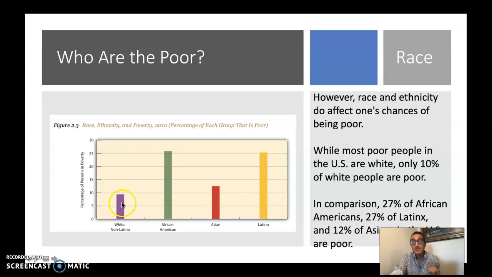So only about 10% of people who identify as white are poor in the United States. However, over 25% of African Americans and over 25% of Latinos in the United States are living in poverty, right? So the reason why the majority of people that live in the United States that are poor are white is because the majority of people in the United States are white. But only 1 out of 10 white people will live in poverty at any given time, in comparison to about 1 out of 4 African Americans and 1 out of 4 Latinos, okay? So it's just important to understand how these statistics are being communicated and in what context they're being represented, okay? The bottom takeaway is that people of color are more likely to live in poverty in comparison to white people, okay?